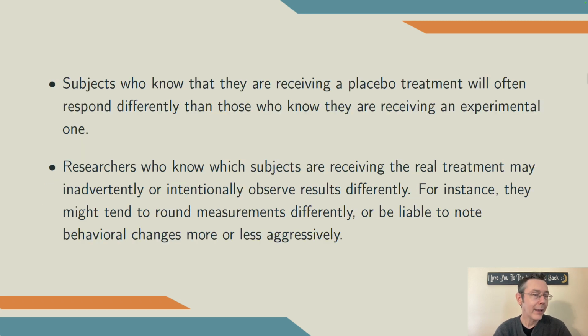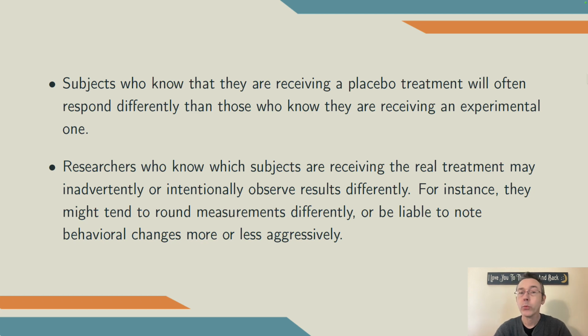Let's take the two aspects of blinding one at a time. First of all, subjects that know that they're receiving a placebo treatment will often respond differently than ones who don't know that. If you have subjects that know they're getting a placebo treatment, you're not going to observe the placebo effect anymore. They may as well not be having any treatment whatsoever. Similarly, for subjects that know that they're receiving an experimental treatment.